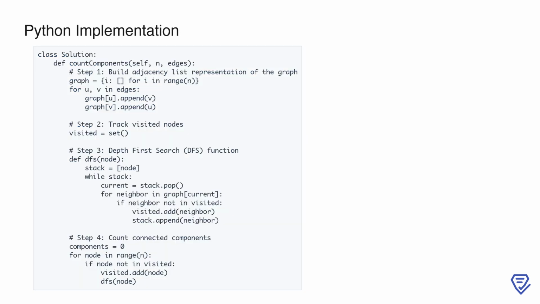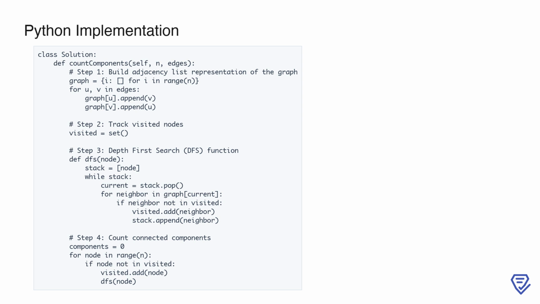Here, we are implementing a solution to count the number of connected components in an undirected graph. We start by building the graph using an adjacency list representation. This is done by initializing a dictionary where each node maps to an empty list, and then iterating through the edges to populate the connections for each node.